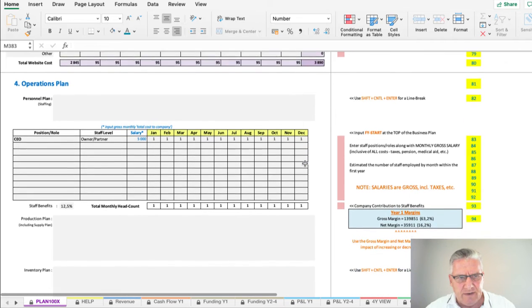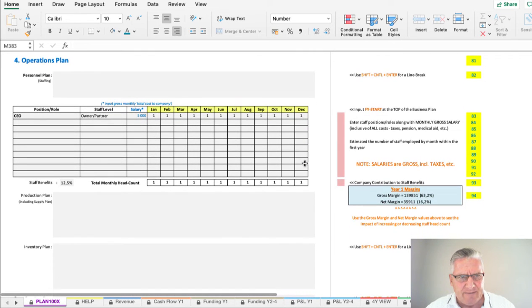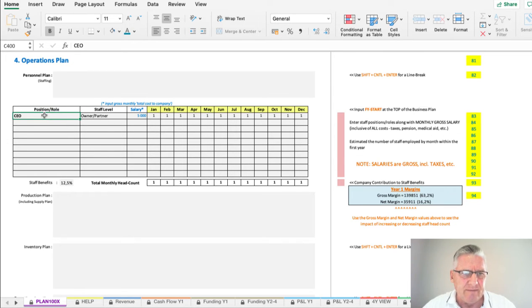So moving down on the operations plan, we're looking at staff, personnel, and here really at the moment we've just got yourself as the CEO, and we've got a salary in there of $5,000, and we've got it in as one person obviously across the 12 months. If you wanted to add another person, you can easily do that. Let's just say you had a manager in here, and they're going to be paid $2,500, and we're going to only bring them on in May, and you can see your head count at the bottom starting to add up as that person comes on board. I'm not going to add this person in right now, so I'll just delete them.